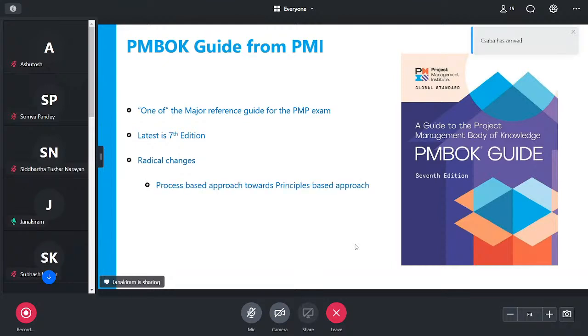So, primarily, there is a huge shift from a process-based approach towards project management to a principles-based approach. We will look at what principles are and why we need them in our session today. It also includes something called the value delivery system. The earlier PMBOK editions never considered value at the top of the hierarchy, but PMBOK dedicates a complete chapter in the seventh edition to value delivery.